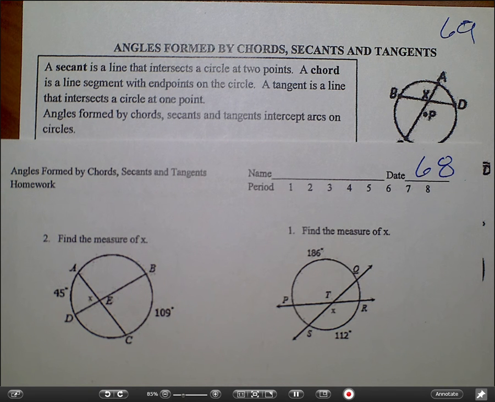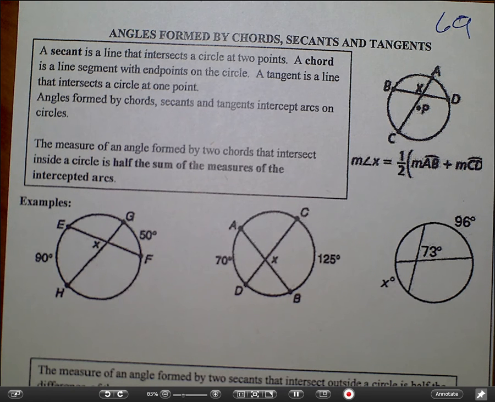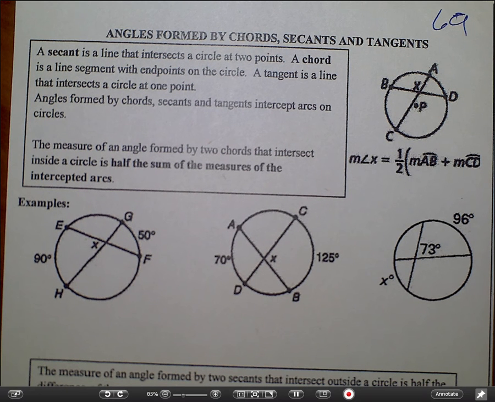So now on these problems right here, if you pay attention, this is super easy. If you don't pay attention, this is going to be the hardest thing that you've done all year. You're going to have no clue what's going on. All right, so let's go along with this. Now listen, I need you guys following along, paying attention.